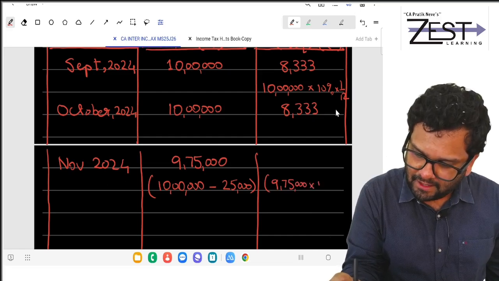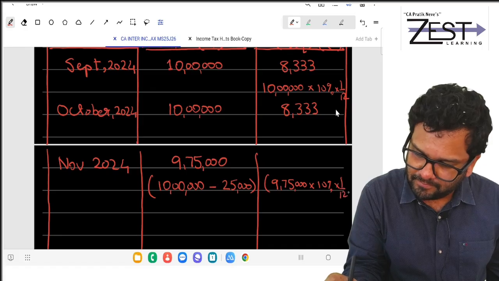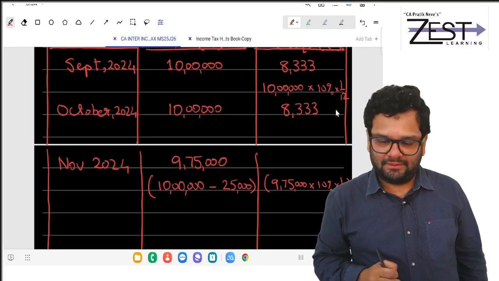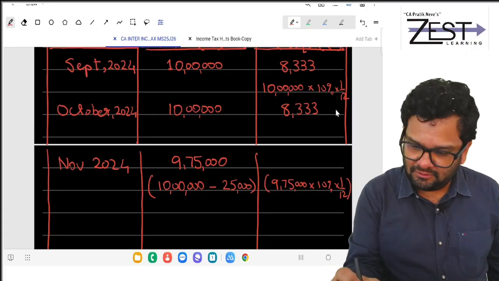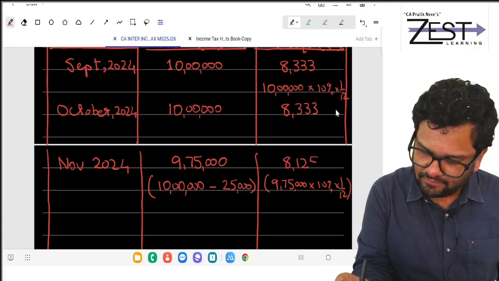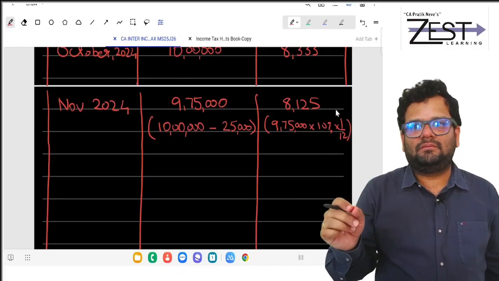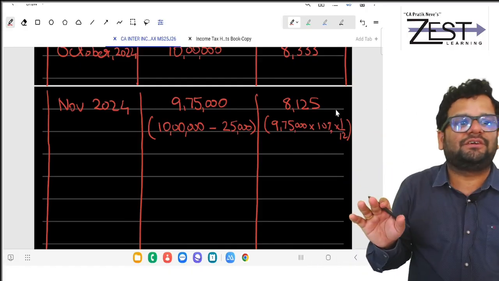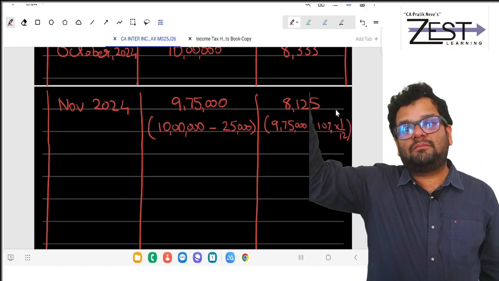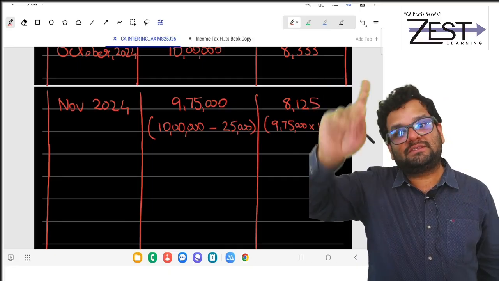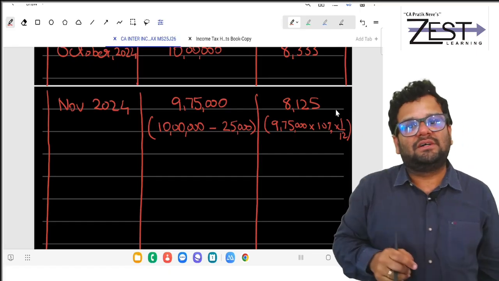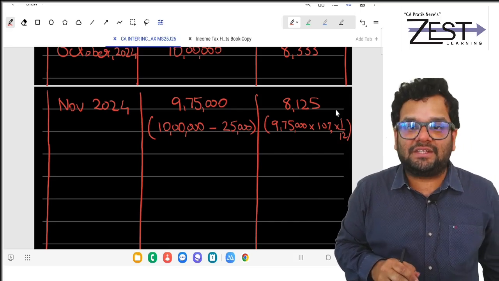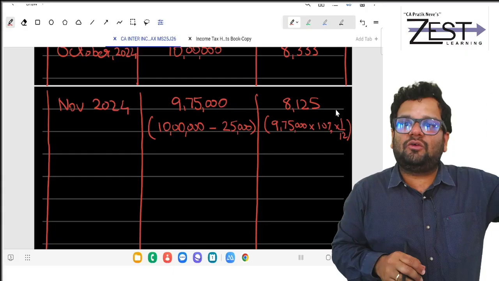At 10%. 8,125 sure. Don't check which date it is paid. It is paid in November is sufficient. Even if paid on 30 November, the calculation will remain the same. Even if paid on 1st November, the calculation will remain the same. They don't want to complicate it. So they have said check the amount outstanding at the end of the month.